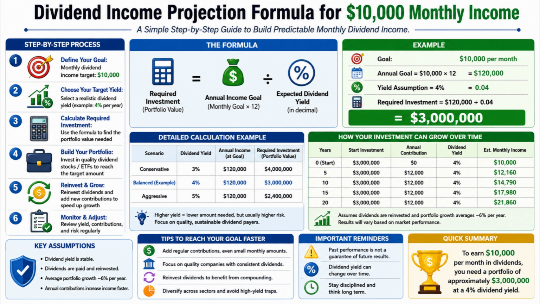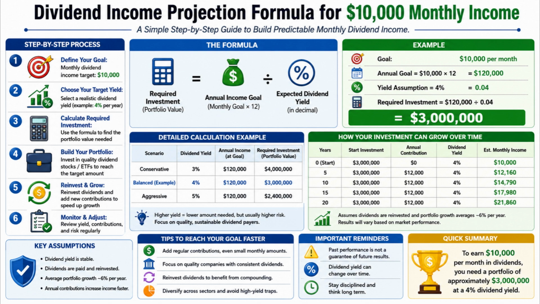Even when the starting dividend income target has already been reached, reinvesting, contributing, and allowing the portfolio to grow can increase future income significantly. At the same time, it is important to monitor and adjust the portfolio regularly. Dividend yields can change, companies can raise or cut dividends, and market prices can move up or down. Because of that, investors should review their holdings, check risk levels, and make sure the income plan still matches their financial goals. In addition, diversification is very important. Depending on only one stock, one company, or one sector can increase risk. Instead, spreading investments across different sectors and reliable dividend payers can help create a more balanced and stable dividend income strategy.